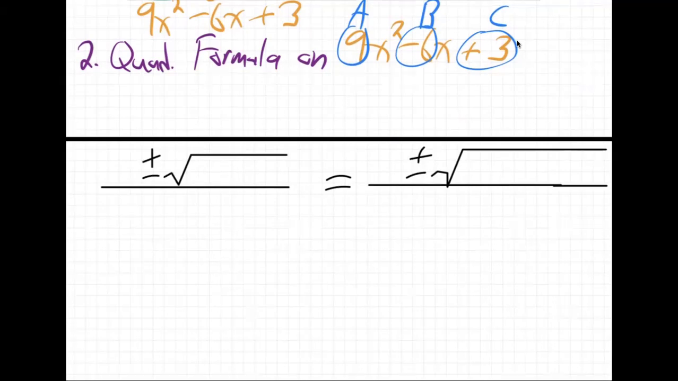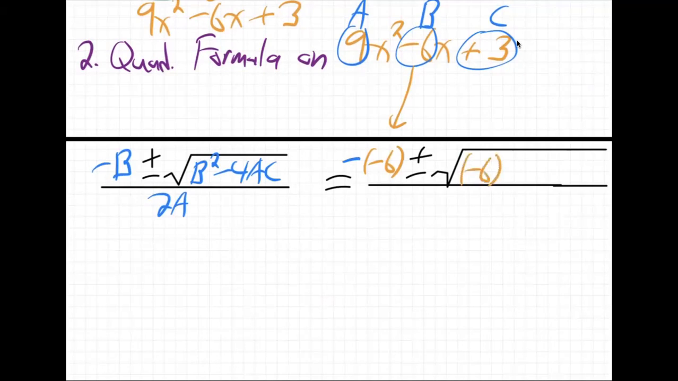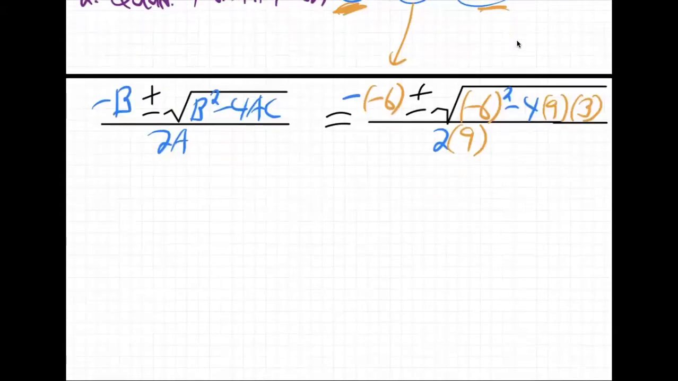So what's the quad? How's it go? Negative b plus or minus the square root of b squared minus 4ac all over 2a. So here we go. Negative b, and what's b? Right there, negative 6. Plus or minus square root of negative 6 squared minus 4 times a times c. Here's a, here's c, times 9 times 3, all over 2 times a. All right, so bring it down.